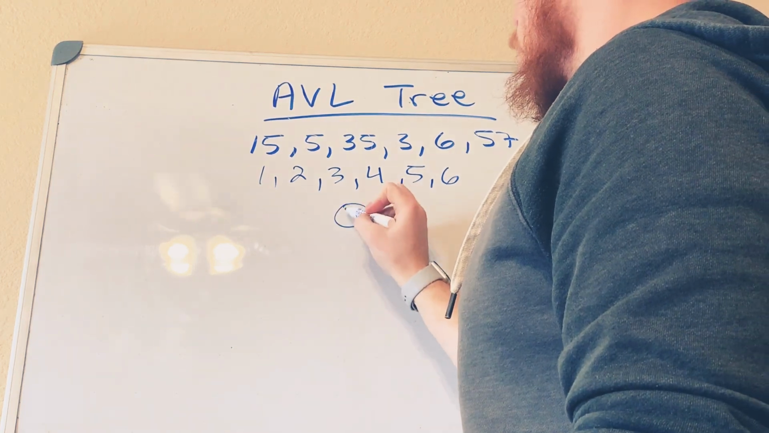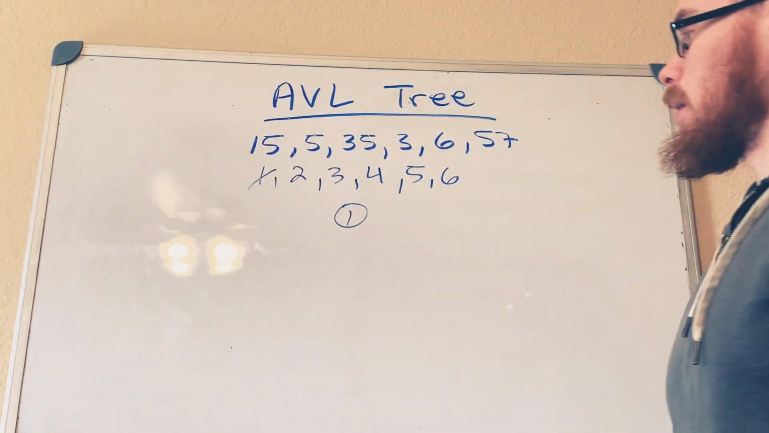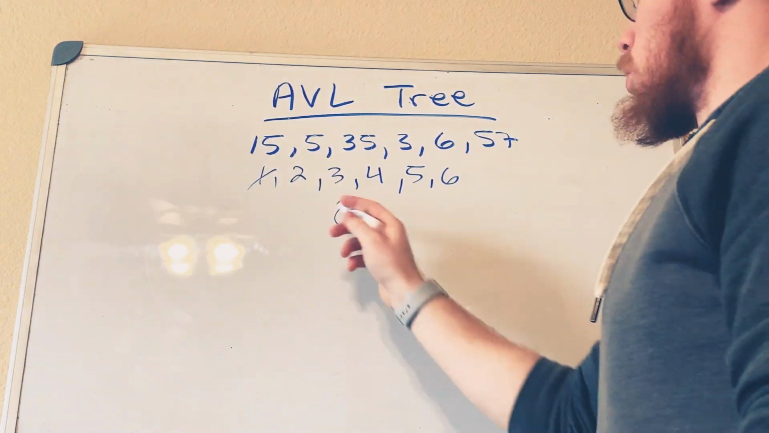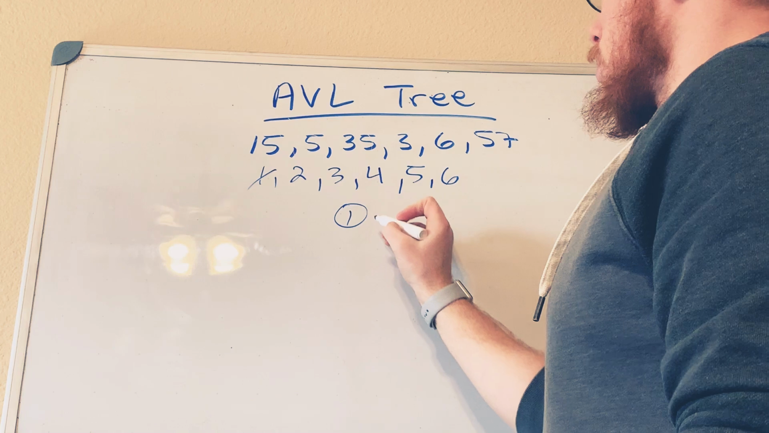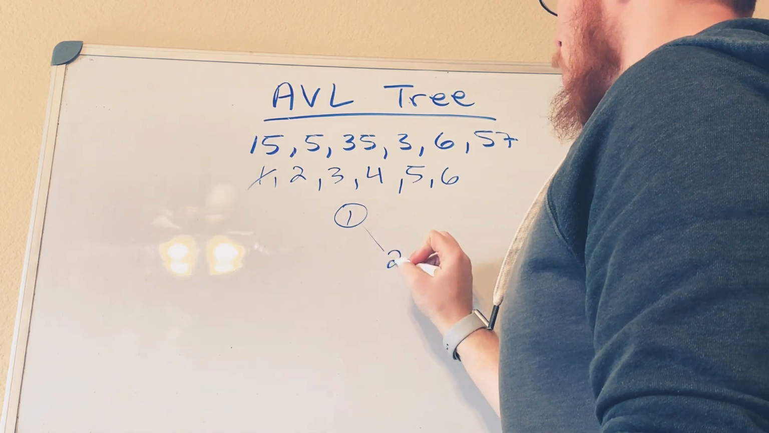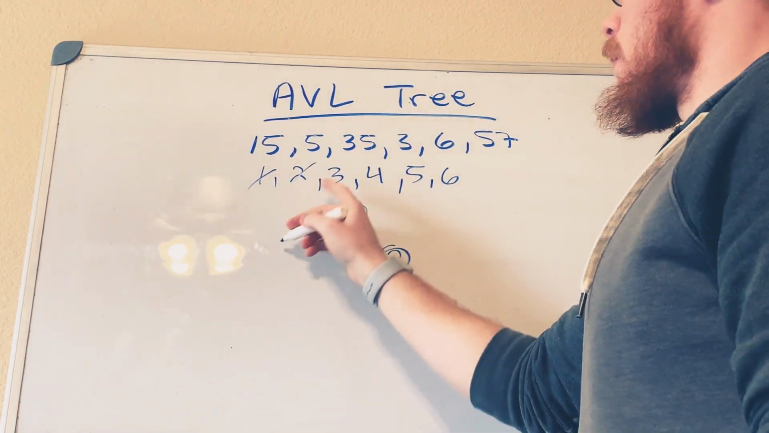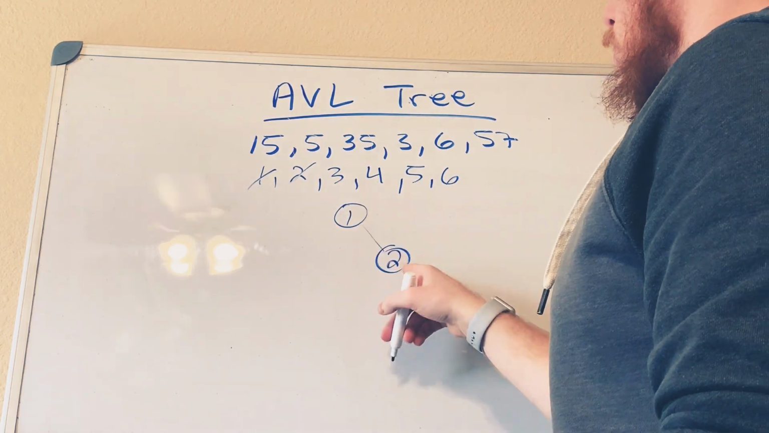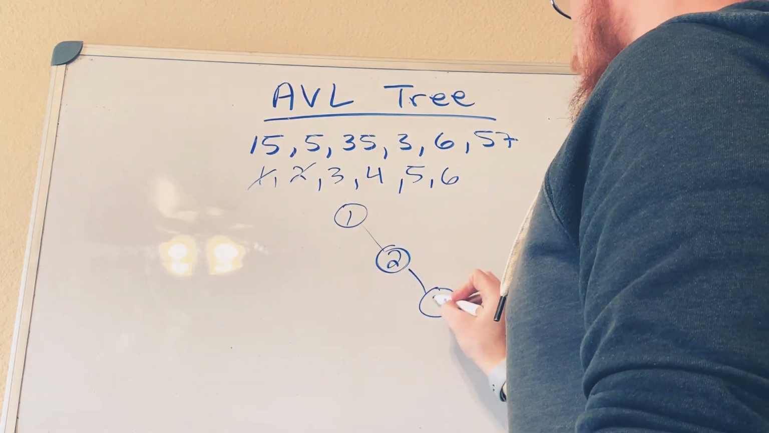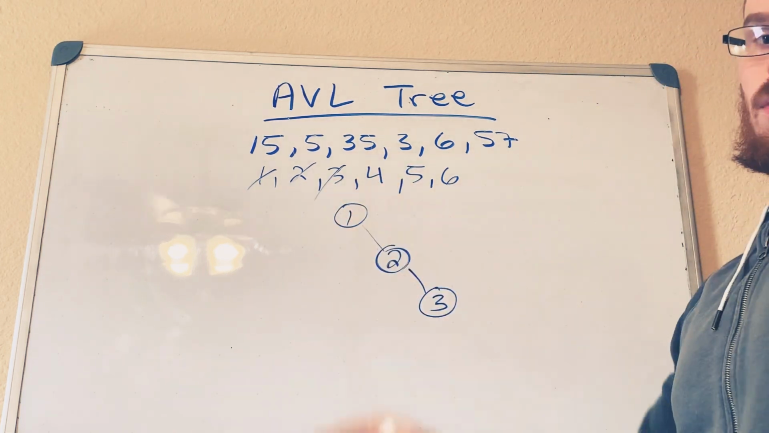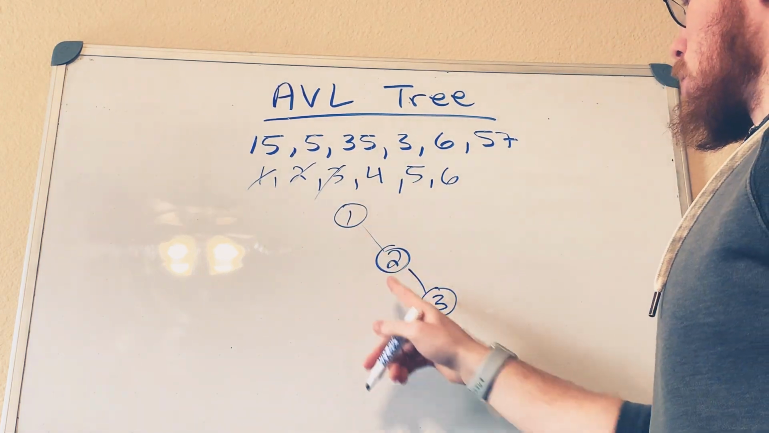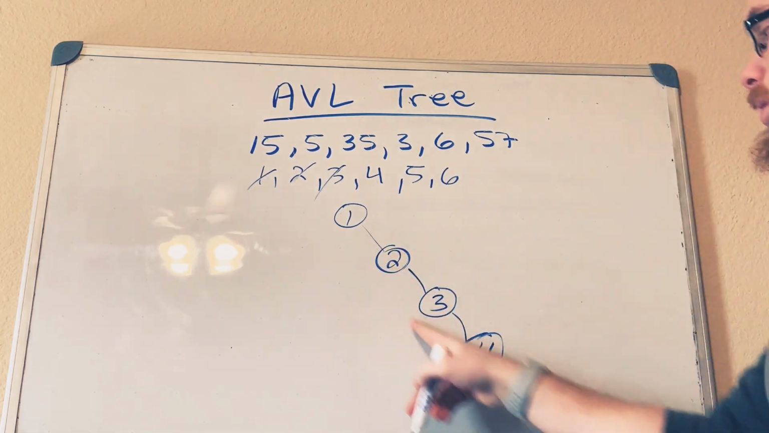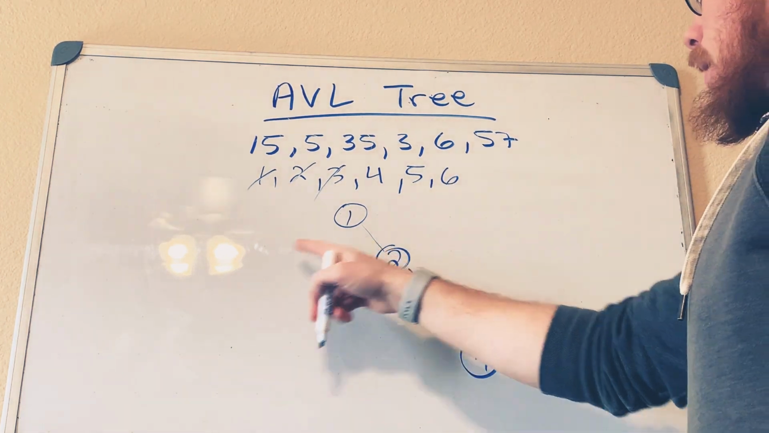So we'd start with 1. That would be the root, and then we're going to go to 2. 2 is larger than 1, so it's going to go to the right. Let's go to 3. 3 is larger than 1, larger than 2, so it's going to go to the right. 4 is larger than 1, 2 and 3, so it goes to the right. Now you can see this tree is not balanced.